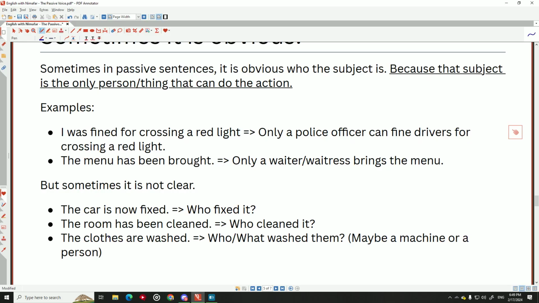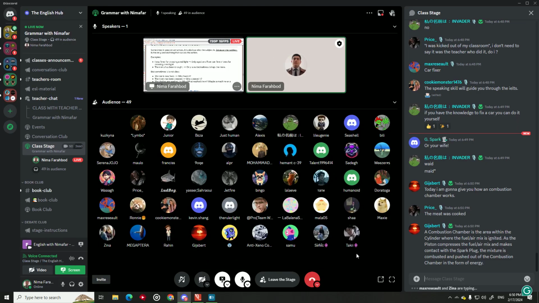So it's not obvious. The room has been cleaned. So who cleaned it? The servant? The worker? Your mother? Your brother? Your sister? Your wife? Your friend? Your roommate? Yourself? Who cleaned it? You have more than one answer. The clothes are washed. Who or what washed them? For example, your mother washed the clothes. Or maybe your father. Maybe your brother. Or maybe a machine washed them. So sometimes it's not obvious.